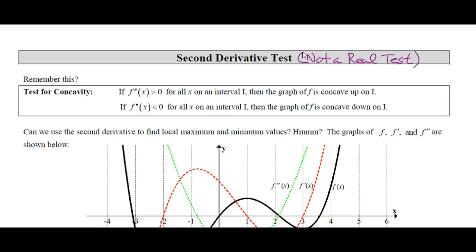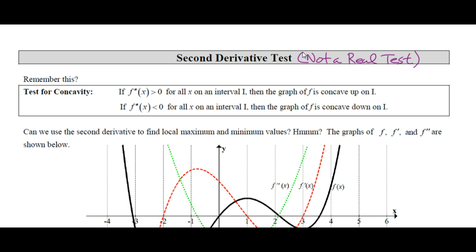The second derivative test, like the first derivative test, is not a real test, but it's a test. So remember, we test for concavity, right? If the second derivative is greater than 0 for all x on an interval I, then the graph of f is concave up on I. That's part of the whole curve sketching, right? Max, mins, concavity, points of inflection.